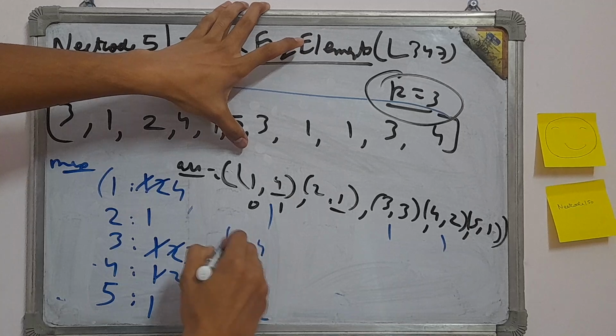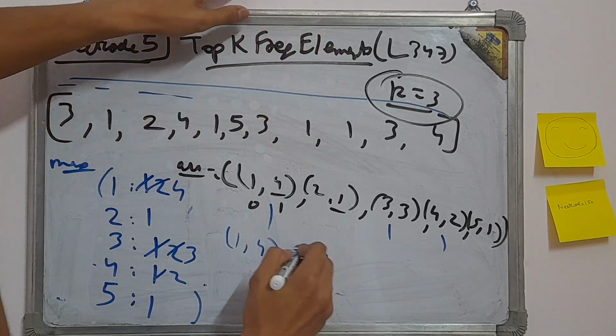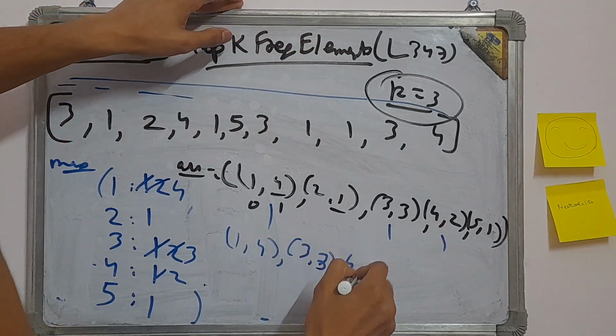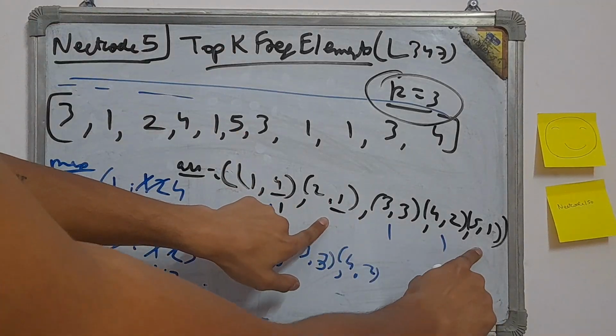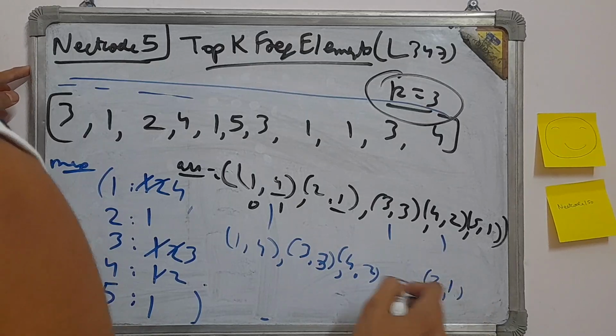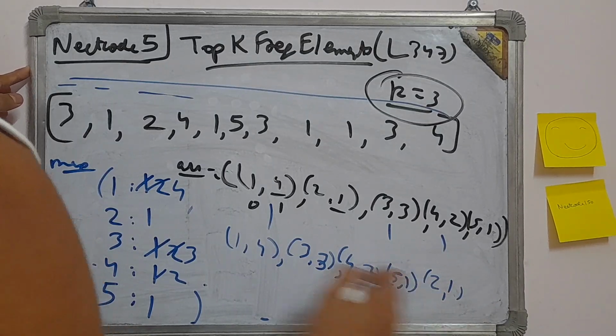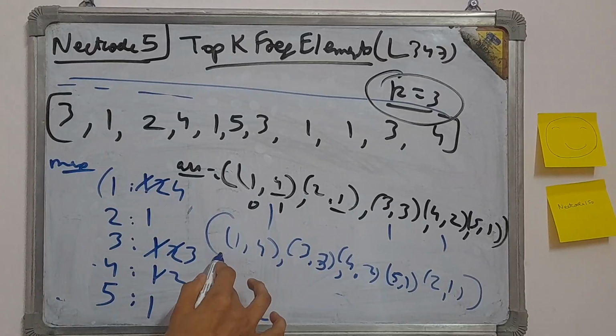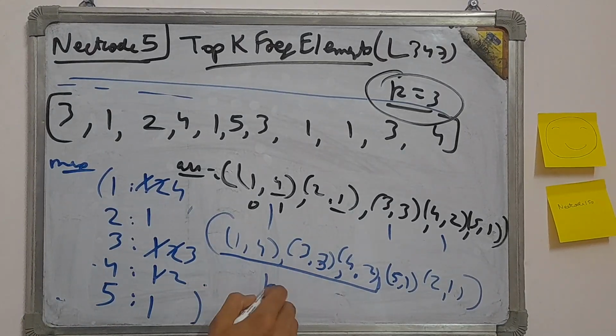So we will get 1, 4, then 3, 3, then 4, 2. Then these 2 elements have the same frequency, but as this is shorter, so it will come later, 2, 1. We can also set this in the custom comparator rules. So now we have this array. So simply just take the first k elements, which is 3 here.